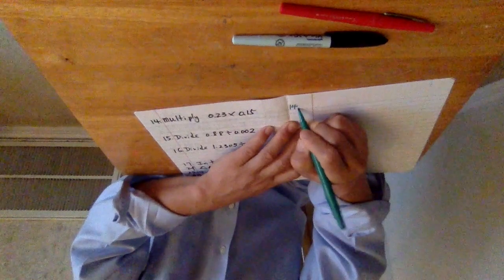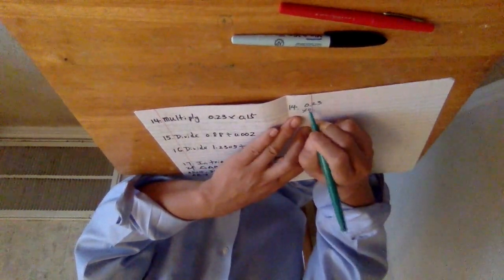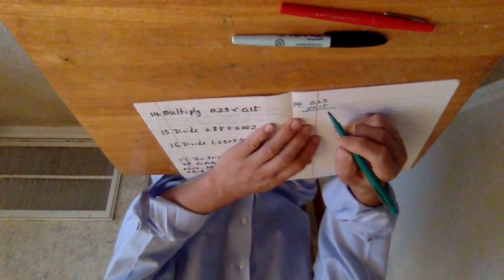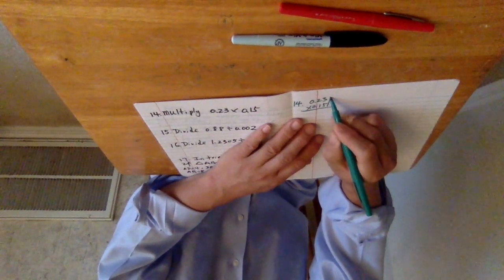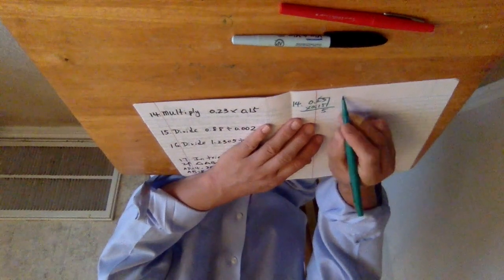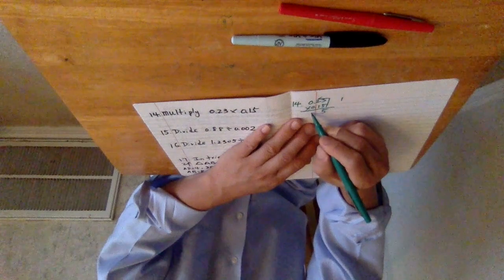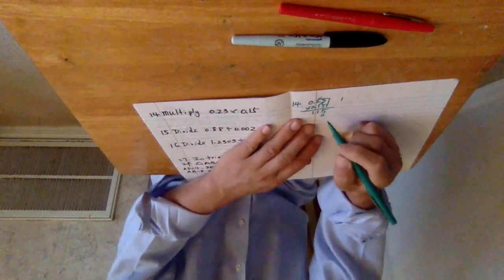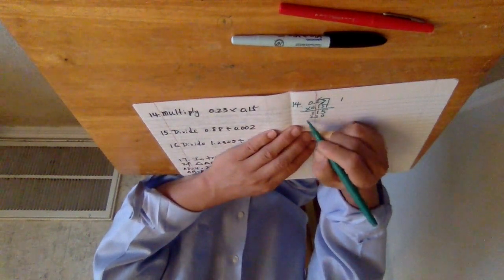Number 14. 0.23 times 0.15. When you multiply decimals, you start from left to right. Okay, so 1 times 5 is 5. 2 times 5 is 10 plus 1 is 11. Then go this way, put a 0 as the placeholder. 1 times 3 is 3. 1 times 2 is 2.